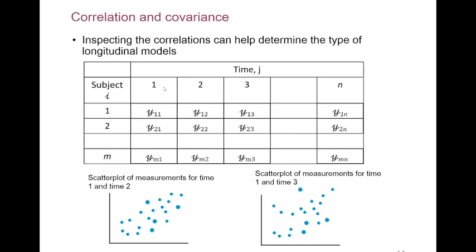Another way of looking at correlation is correlation as a function of time. For example, if you plot the scatter plot of measurements for time 1 and time 2, and compare time 1 and time 3, you expect the latter to be less correlated, a weaker correlation compared to time 1 and time 2. So as the separation of the time intervals increases, the correlation between the measurements decreases. And this needs to be taken into account in the model we're going to talk about next time, because correlation will affect the efficiency, the standard error of the estimates.